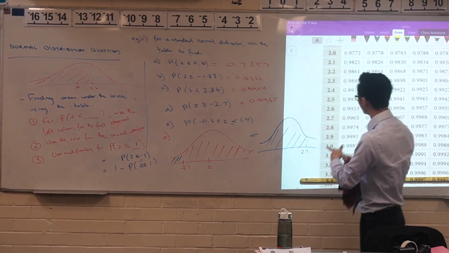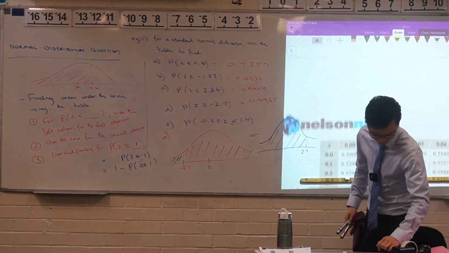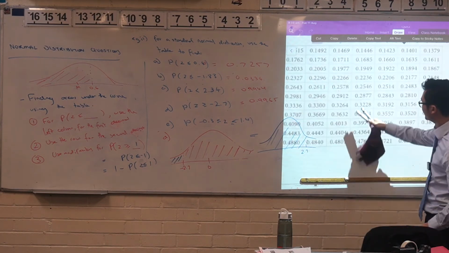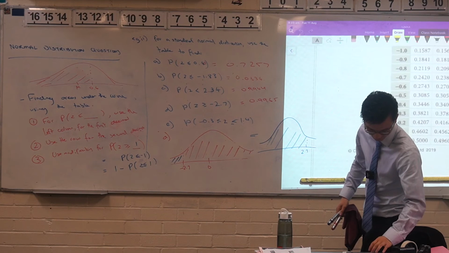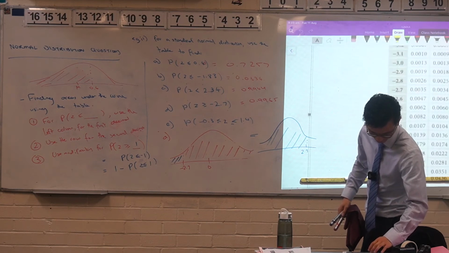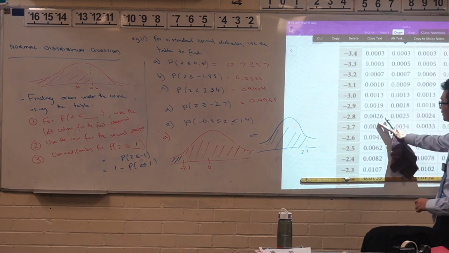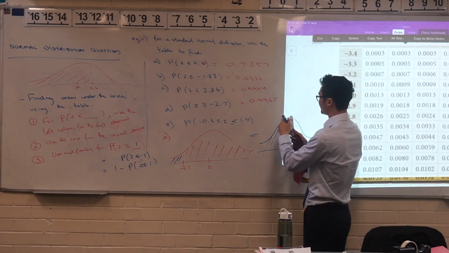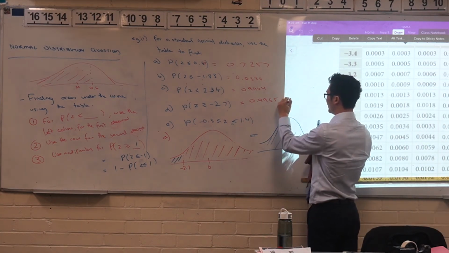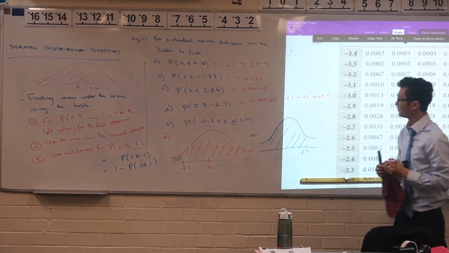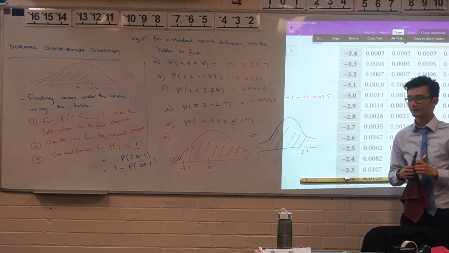So if you went to negative 2.7, you'd see you have a value of 0.035? Yeah? So that should be the same as 1 minus that. Make sense? Any questions about that one?